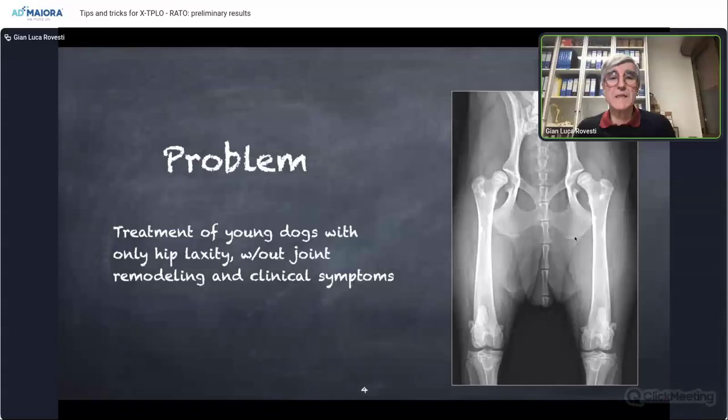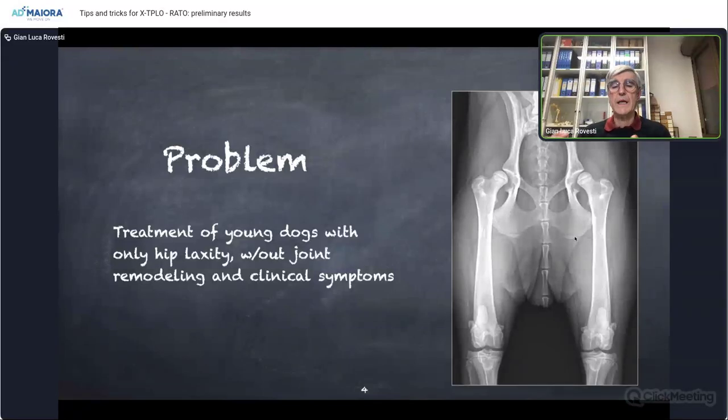But for example, in some cases, I was a little bit afraid to perform a DPO or TPO in a very young dog without any symptom. And also because we all know that this kind of technique has a risk, not a high risk, but the risk is to have severe complications. That's a different concept, okay?